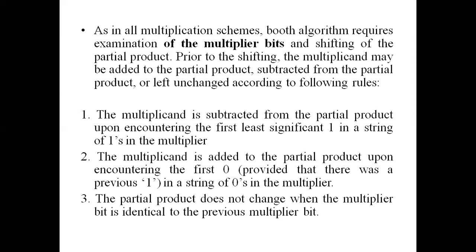What is the first rule? Rule number one: the multiplicand is subtracted from the partial product upon encountering the first least significant 1 in a string of 1's in the multiplier. In rule number 2, the multiplicand is added to the partial product upon encountering the first 0, provided that there was a previous string of 1's in the multiplier. And in the third rule, the partial product does not change when the multiplier bit is identical to the previous multiplier bit. Rules 1, 2 and 3 will be discussed in the next slides briefly.